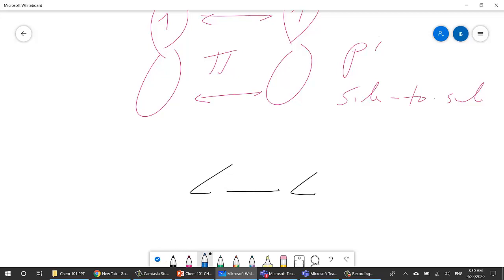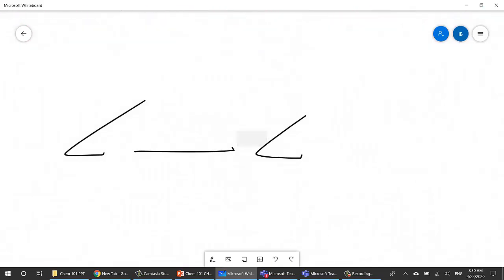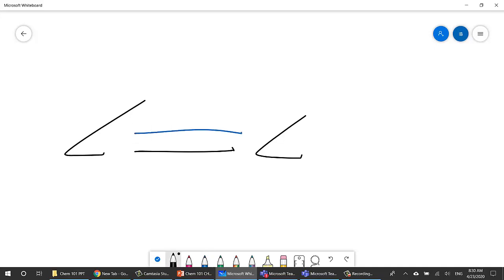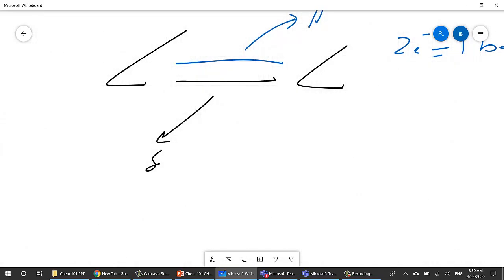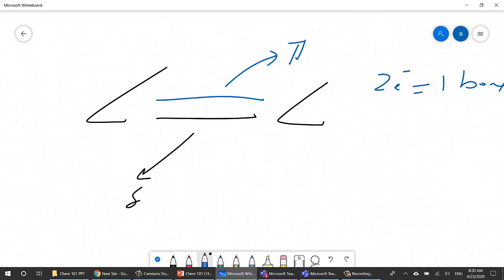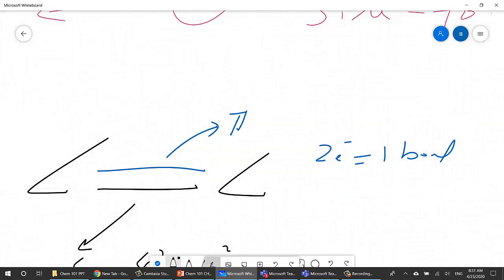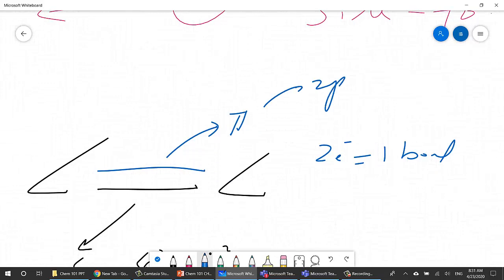The black one is the sigma, and the blue one is the pi, okay? And we draw 1 dash for the pi because there are 2 electrons. Remember, 2 electrons equals 1 bond, okay? So this sigma bond here between the C is made between the sp2, sp2. Okay, and this is a strong bond. But this pi bond is between the 2p, 2p, 2pz, 2pz.